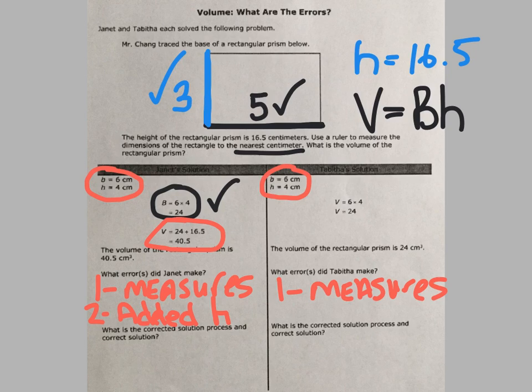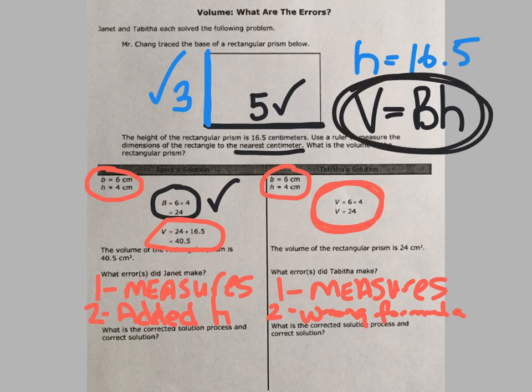When we look at Tabitha's next step, she should be multiplying her measures to find big B, but she's confused. She thinks multiplying those two measures is going to give her the volume. And so her second mistake is she's using the wrong or incorrect formula. Volume is not little b times h. Volume is big B times h. And big B is the area of the base, which is L times W.